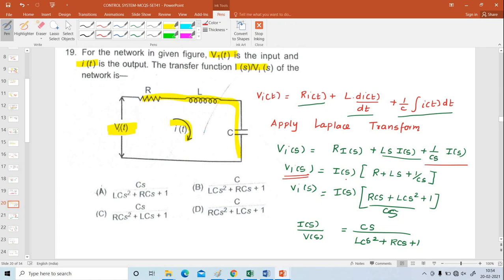Next, for Vi of s, take I of s as common. So inside, R plus Ls plus 1 by Cs. Have to take the LCM. Vi of s is I of s into R into C into s plus L into C into s square plus 1, the whole divided by Cs. What is I of s divided by Vi of s? I of s divided by Vi of s is Cs divided by LC into s square plus RC into s plus 1. So option A is the correct answer.